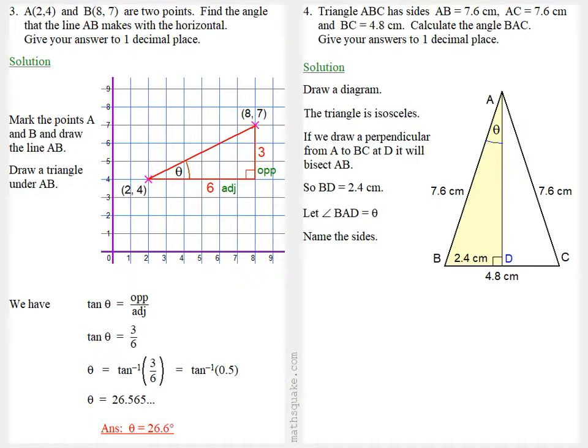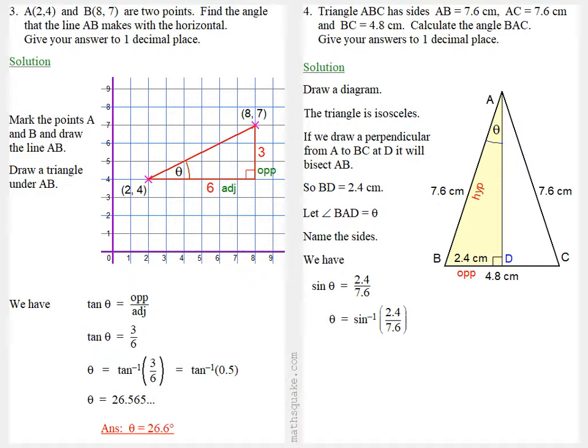Now, the side 7.6 centimetres is the hypotenuse of the triangle. It's the longest side opposite the right angle. And the side 2.4 centimetres is opposite to the angle theta. It's right across the triangle from the angle theta, and so it's called the opposite side. And we know that the sine of an angle is the opposite over the hypotenuse. So sine of theta is 2.4 over 7.6, which means that theta is the inverse sine of 2.4 divided by 7.6.